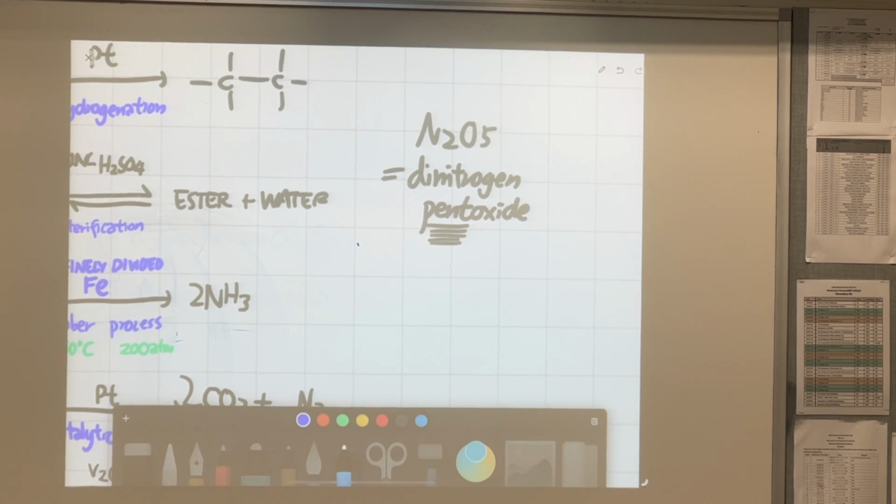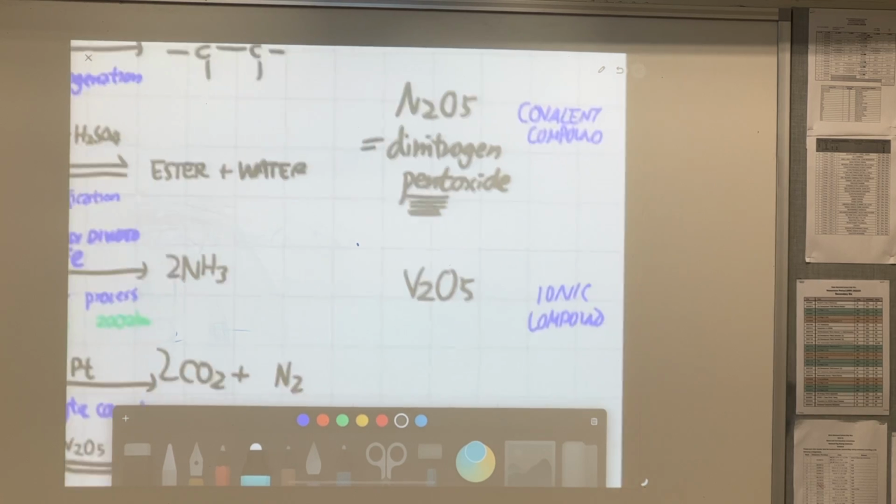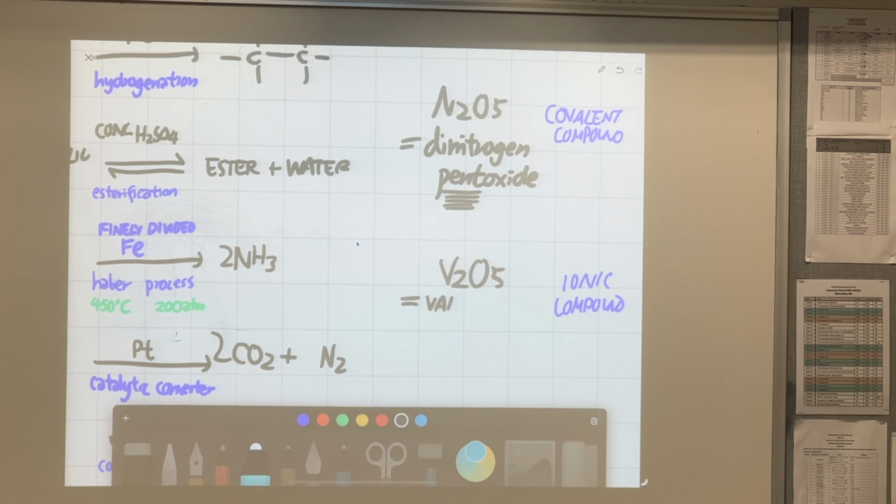But what about vanadium 5 oxide? Is it a covalent compound? No, because it has a metal and a non-metal, it is an ionic compound. So how do we call this then? We would just call it vanadium 5 oxide. I know the formulas look very similar, but their names can't be any more different.